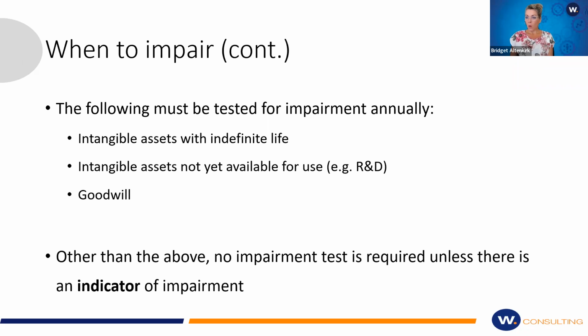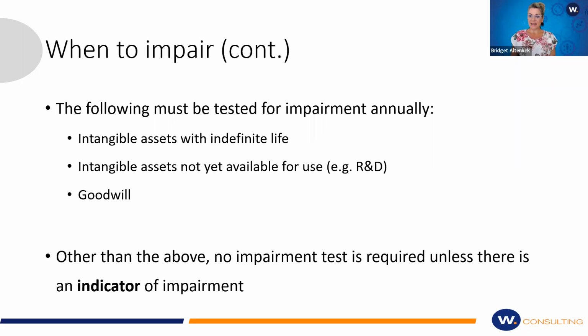In the case of all other assets, your property, plant, and equipment, your other intangible assets, etc., they are only required to undergo an impairment assessment if there is an indicator of an impairment.